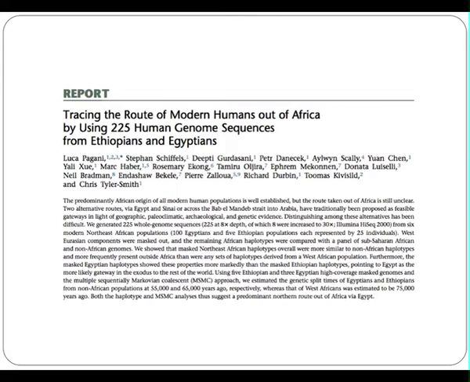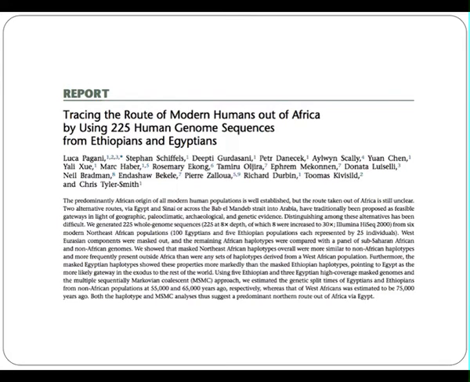More recently, though, people have started to say, well, actually, we perhaps jumped to conclusions a bit too quickly there, because it may not be that simple. So this is a paper I found, I think from last year, where they looked at 225 human genome sequences from Ethiopians and Egyptians. And they took the view that if humans left by that southerly route and jumped across into Arabia, modern Ethiopians in Africa should look most like the common ancestor of all the out of Africa people.